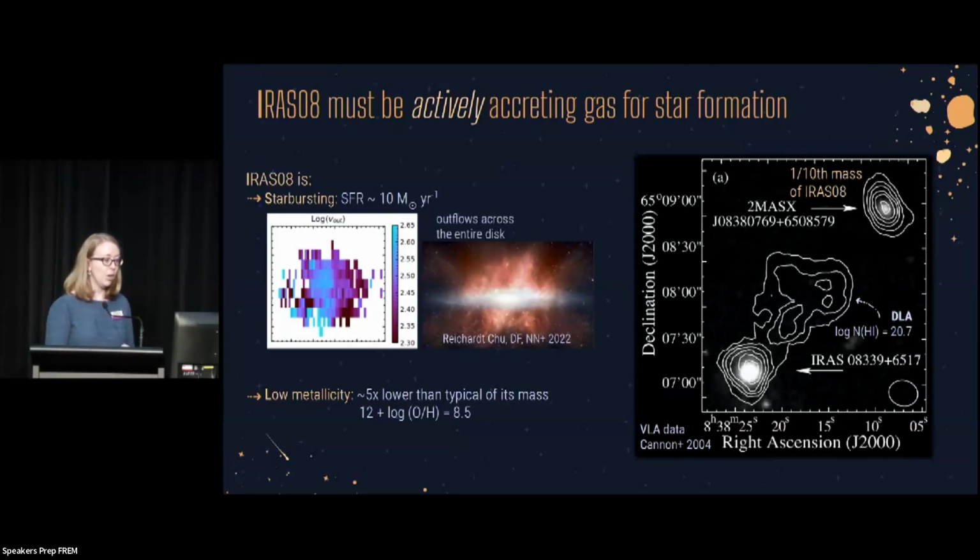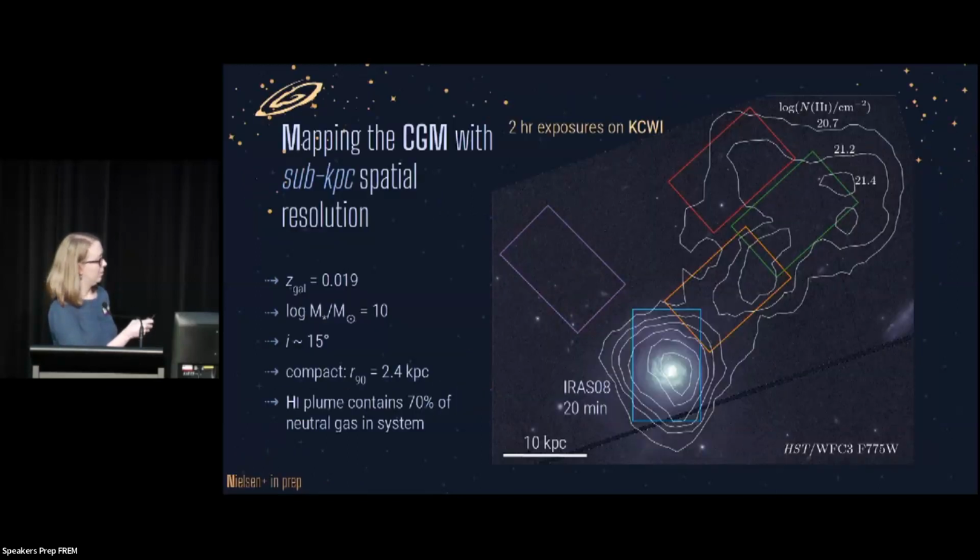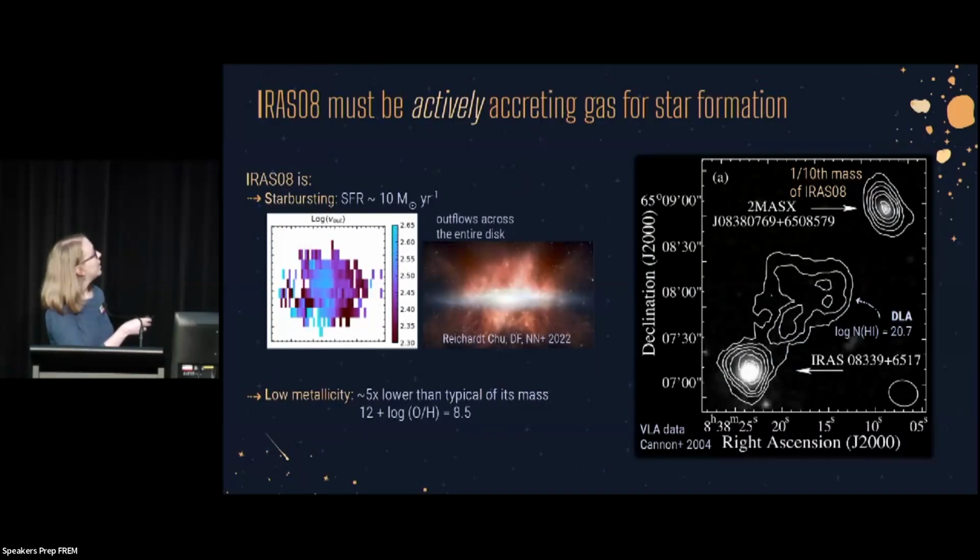And in fact, we know from VLA data that there's a considerable amount of H1 gas spanning the distance between ISO-8 and a nearby companion that's much smaller, that's about 60 kiloparsecs away. So about 70% of the H1 gas mass in this system is actually contained within this H1 plume, which is this area right here.